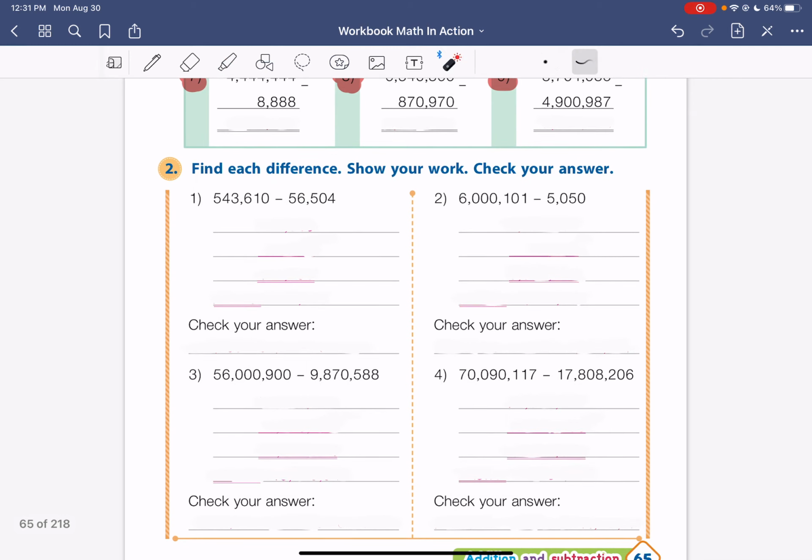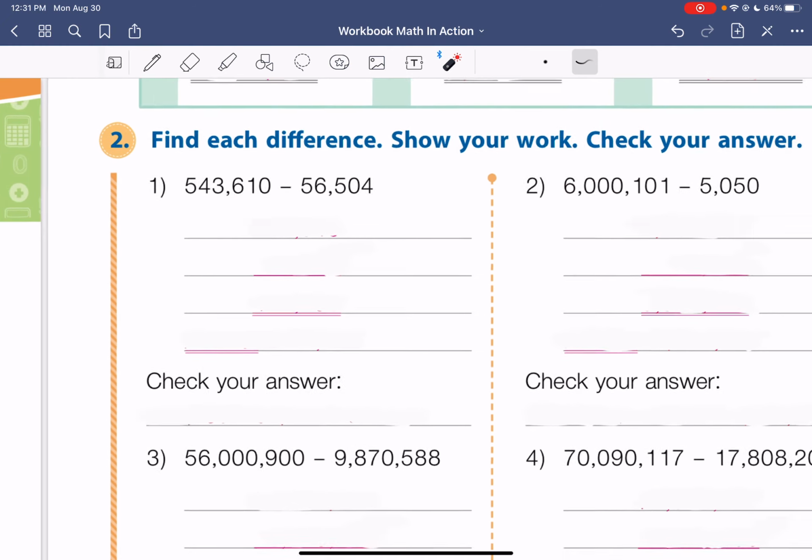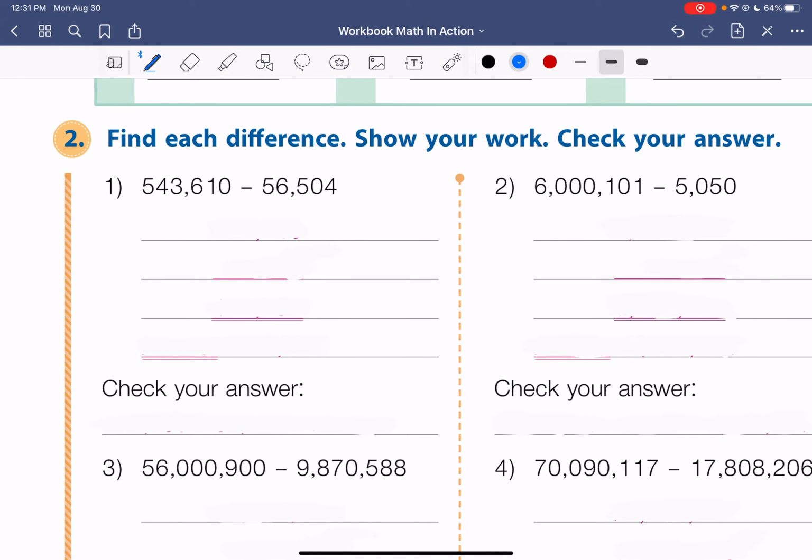Next part, again, it says find each difference, show your work, check your answer. So first one, we're going to write 543,610 minus 56,504. So we're going to write 543,610 minus 56,504.